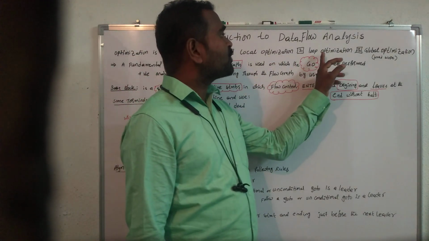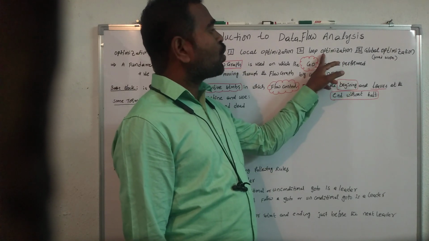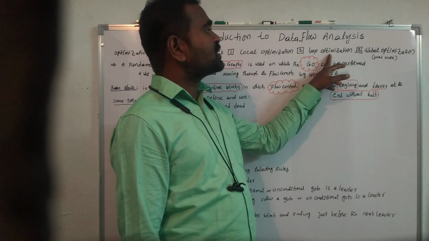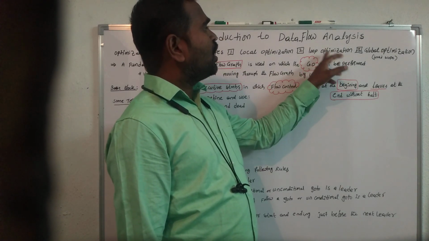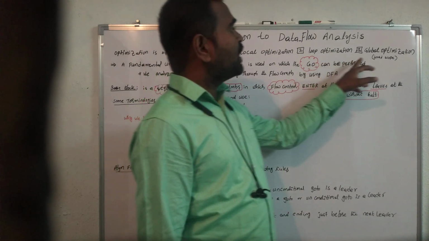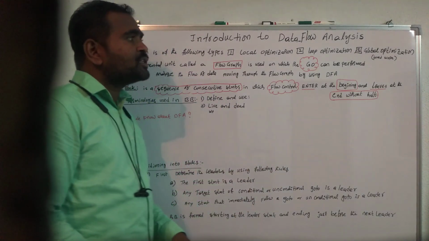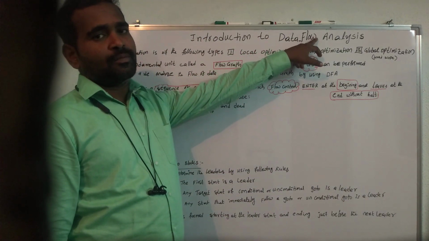Next is loop optimization. Loop optimization includes code motion, reduction in strength, etc. These are all loop optimization techniques. Next is global optimization. This global optimization is actually performed using data flow analysis.